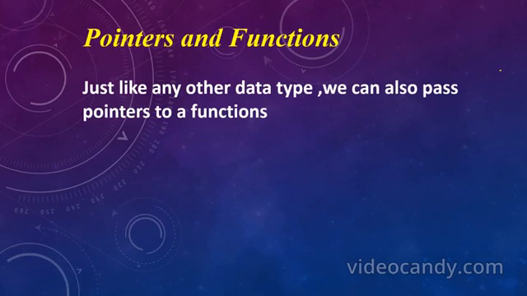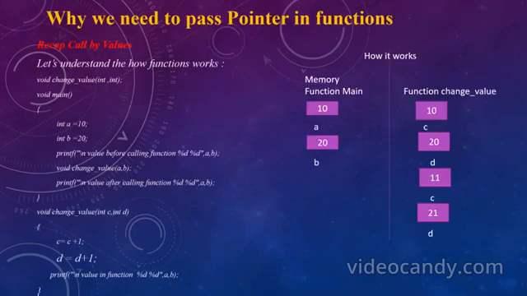So first topic is pointers and functions. Just like any other data type, we can also pass a pointer to a function. The question arises: why do we need to pass a pointer to a function? If you remember, we discussed call by value in the topic on functions. What call by value does is, when we pass a variable by value to another function and we change anything in that variable, it does not reflect in the original copy, the original value.